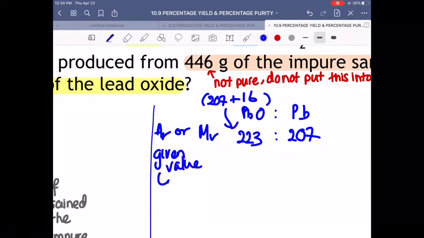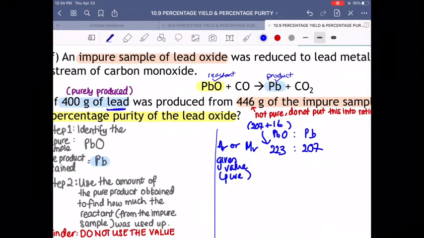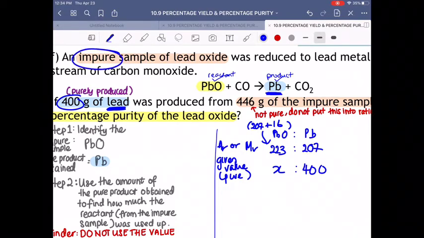This given value should be pure mass only. So the pure mass produced is the lead. The product should be pure. Okay, the product should be pure. So we're going to put this 400 into our calculation. That's why we need to find out how much of the lead oxide was used up from the impure sample.